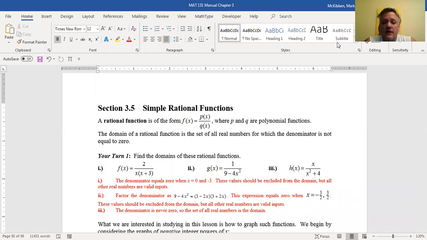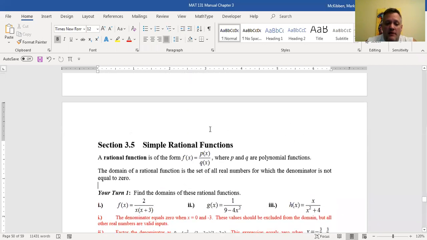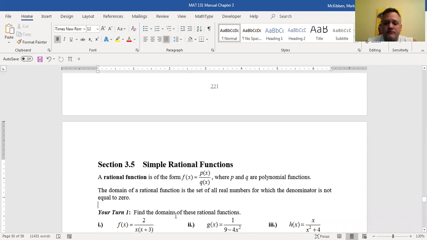The minute we consider such a function, the first consideration we have to make is the domain. We know that a rational expression is not defined when the denominator is equal to 0. Same sort of thing here. For a function of that form, we have to exclude any values that make the bottom equal to 0. Let's go through these.